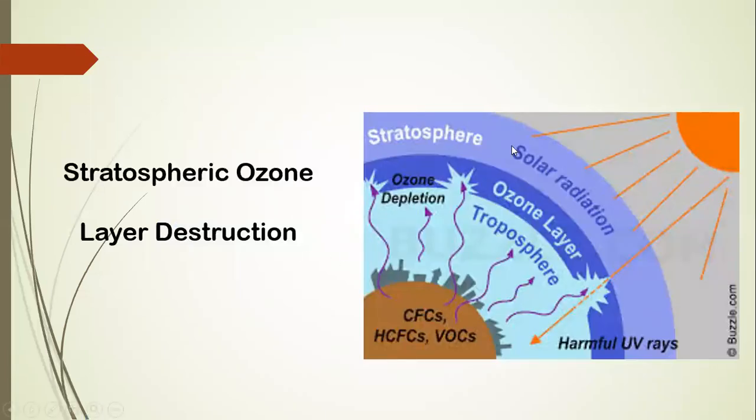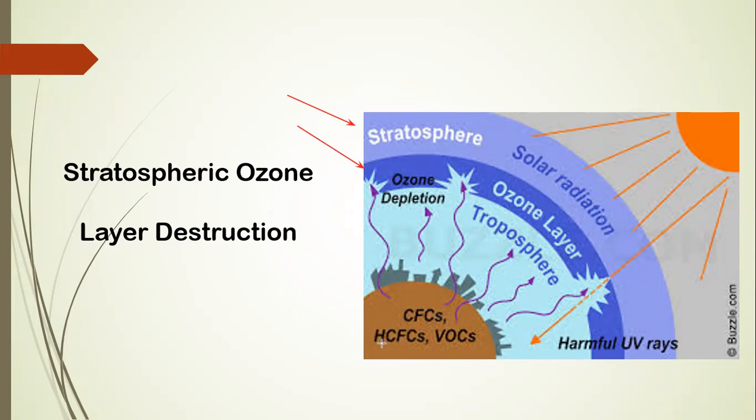This is the stratosphere. Solar radiation is coming from the sun. Ozone layer, troposphere, ozone depletion phase, CFC, HCFC and VOC, and harmful UV rays. That is how the stratospheric ozone layer is destroyed. Here, this is the stratosphere. Most of the ozone layer is available there, and at the bottom or start of the stratosphere, 90% of the ozone layer is there.